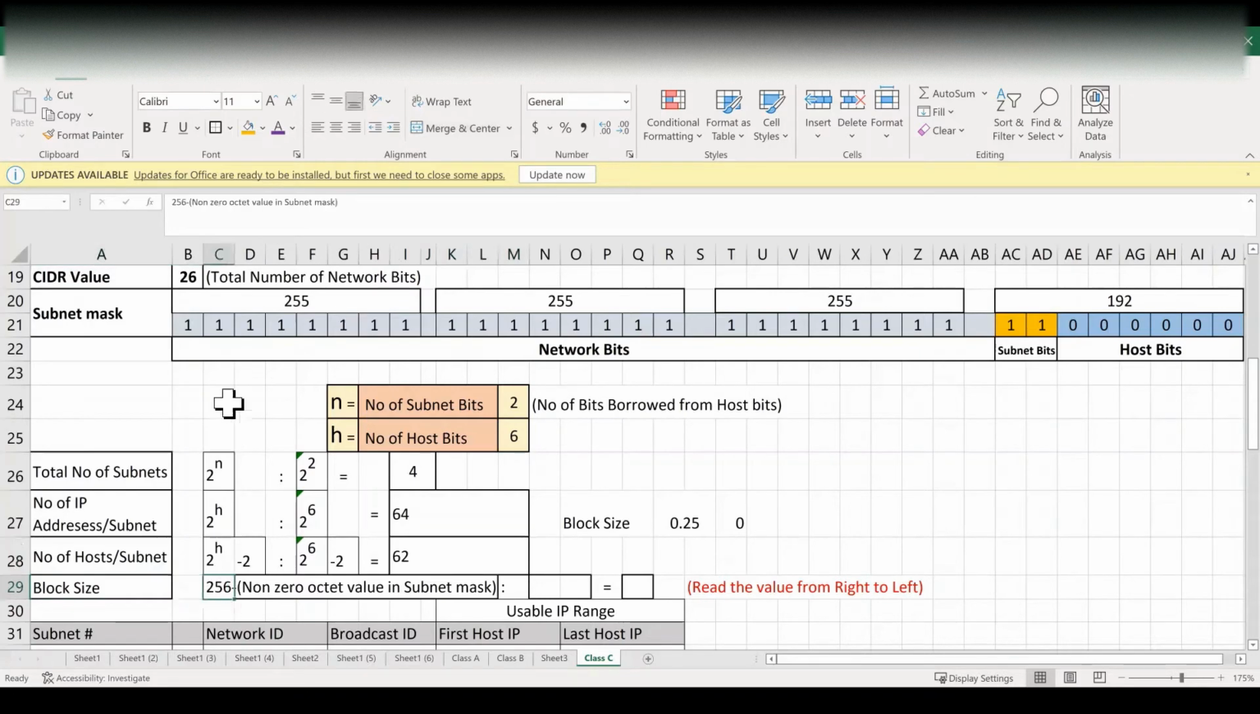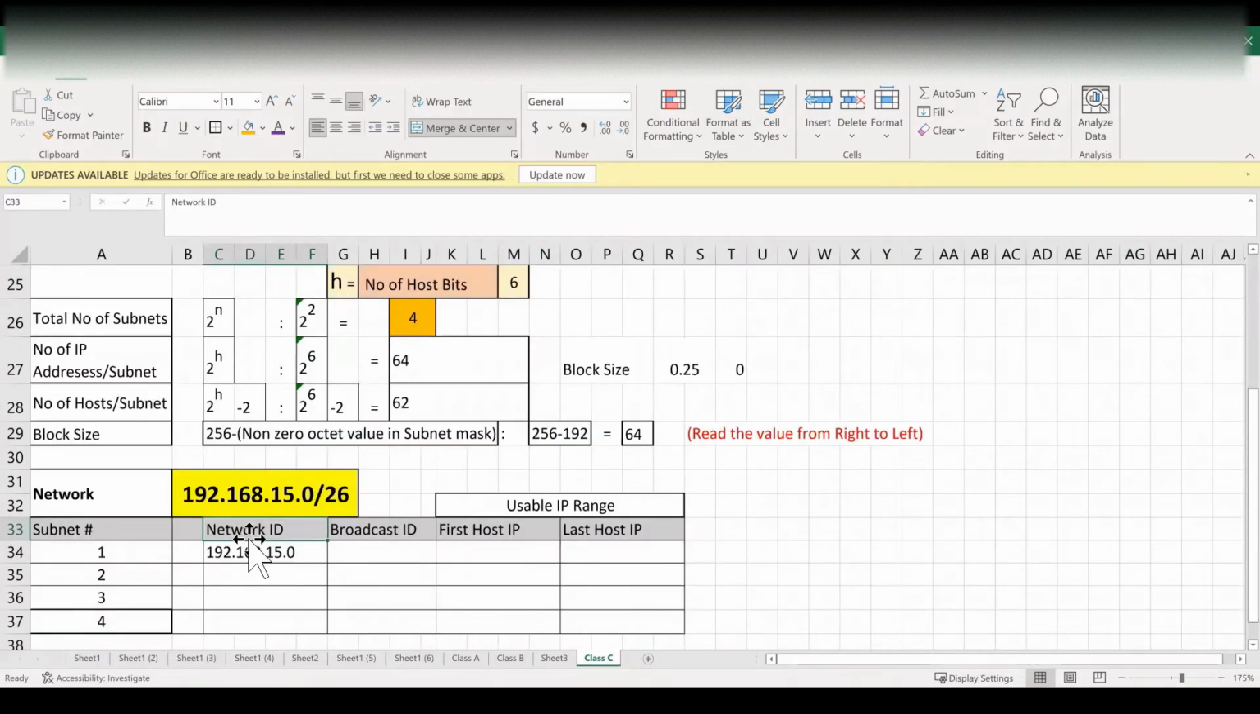Next, we are going to find out block size. The formula is 256 minus non-zero octet value in subnet mask. We have to find the non-zero octet value. We have to read this value from right side to left side. So we have to start from here. The first value itself is 192. So we have to deduct 192 from 256. We will get 64. Our block size is 64.